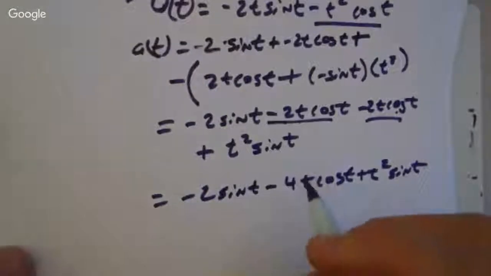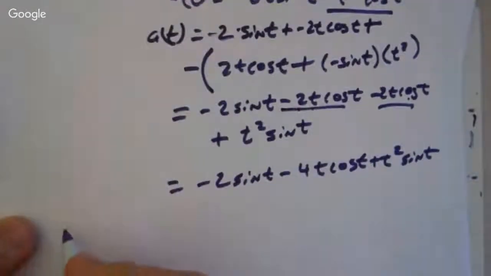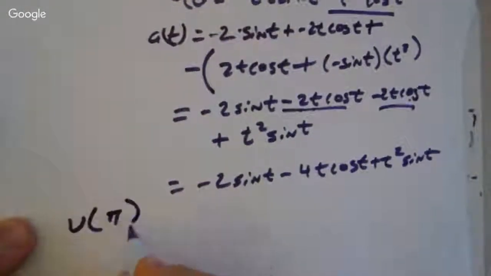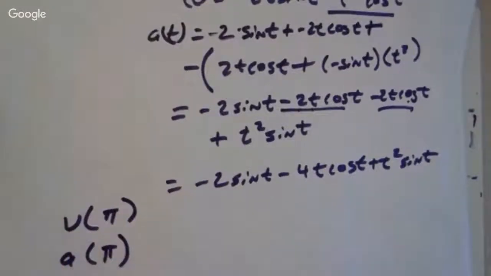Okay, so now let's do some fun. Let's find v of pi and a of pi. And what does that tell us? Okay, that's an easy one, people. Pi's an easy one. I could have given you pi over 6. What's v of t? What's a of t?